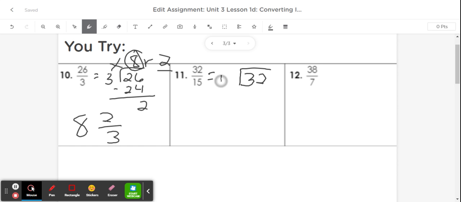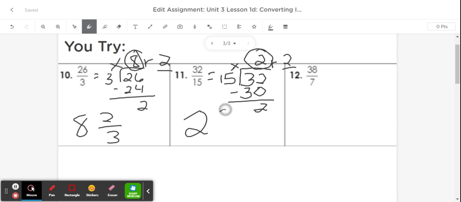32 divided by 15. Well, I know 2 times 15 is 30. If I subtract that, I get 2 leftovers, remainder 2. So again, whole number, remainder, pieces, denominator stays the same. Great job.